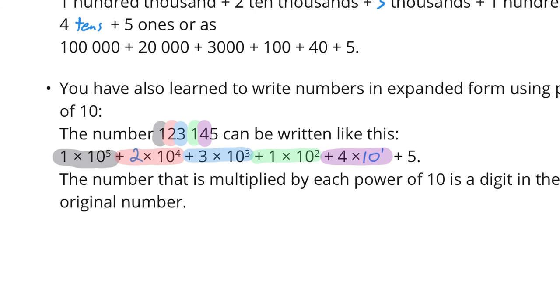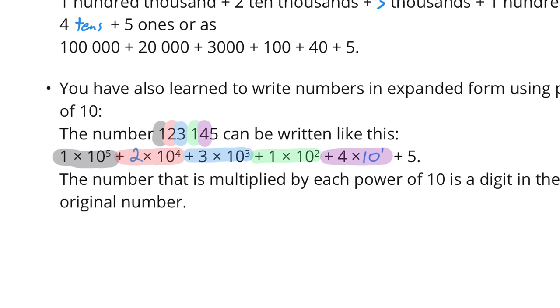This 1 in the 100,000 spot isn't actually just a 1, right? It is a 1 with 5 zeros after it. So we're multiplying the 1 by 100,000, and we're getting 100,000. Here we're multiplying 2 times 10,000. So we end up with 20,000, right? Here we're multiplying 3 times 1,000, so we get 3,000. Same way. Here we have a 1 in the hundreds column, so we take a 1 and we multiply it by 100. And that's how we get that. And in the tens column, we have a 4 times 10, which gives us 40.